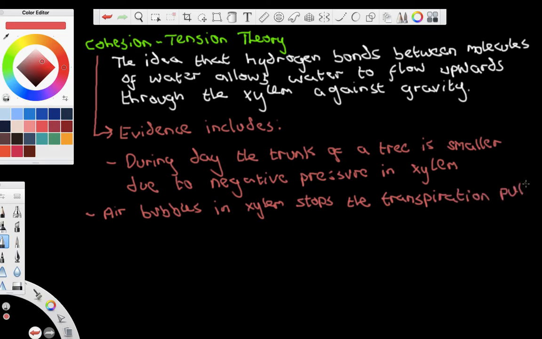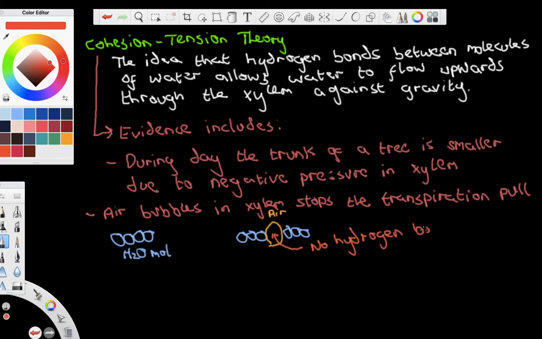Now, what we mean by this is if you've got two water molecules together, they're all sticking together. Okay, so these are my H2O molecules. Whereas if I introduce an air bubble in the middle, so there's my water molecules, here's my air bubble, these ones are no longer stuck to these ones. There is no cohesion or no hydrogen bond here. So this stops these water molecules dragging these ones along. So this is my air bubble, and we can just add in here no hydrogen bond. So this stops them sticking together and therefore stops cohesion.